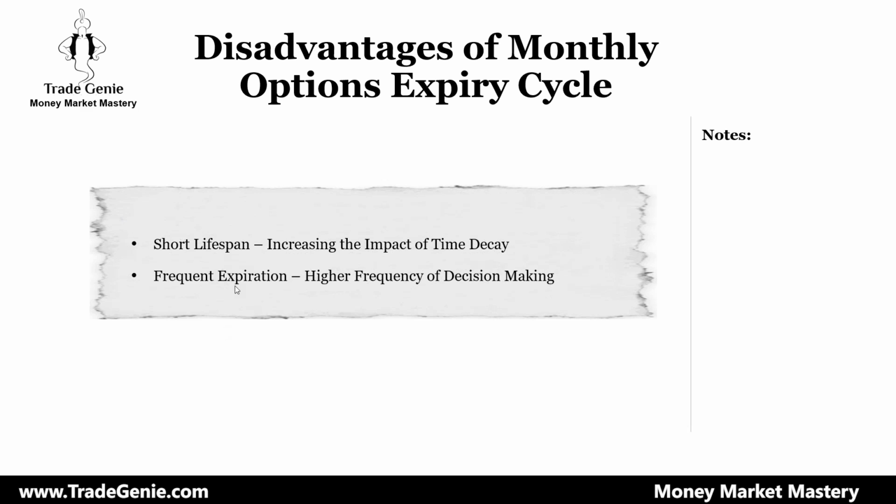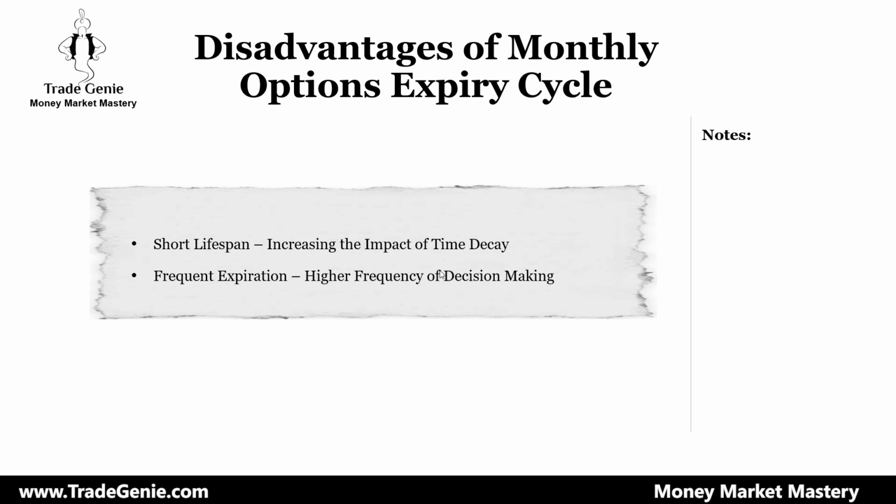So the monthly span is still short compared to weekly. It has a short span because of the monthly cycle, so increasing the impact of time decay. As the option approaches the expiry, the time decay kicks in, and you start losing money, even though the stock is moving in your favor and the option is not moving.